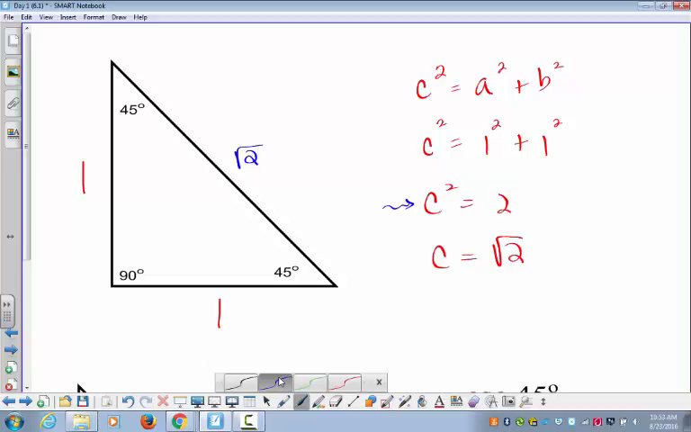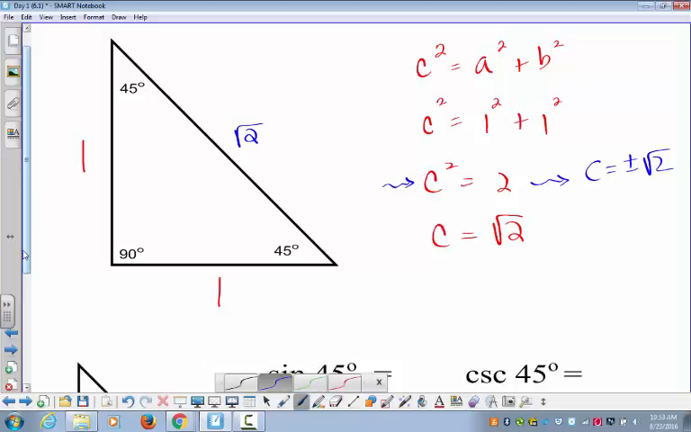Now, in general, if someone says solve c squared equals 2, obviously, you would have to say, okay, if I don't know the context, then c is plus or minus root 2. Right? Okay. So there is one set of side lengths for a 45, 45, 90 triangle. And again, it's not going to matter what side length you choose for that base and that height, as long as they're the same. It's not going to matter when we form our ratios.